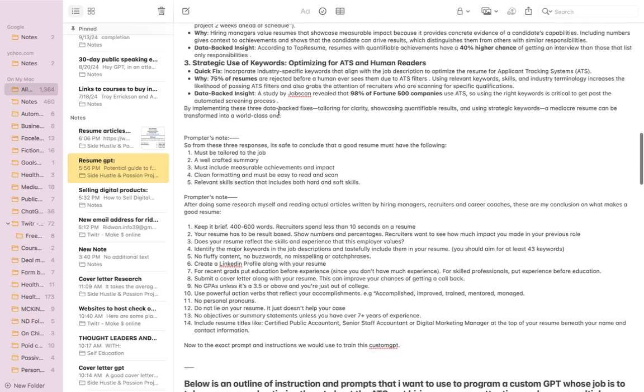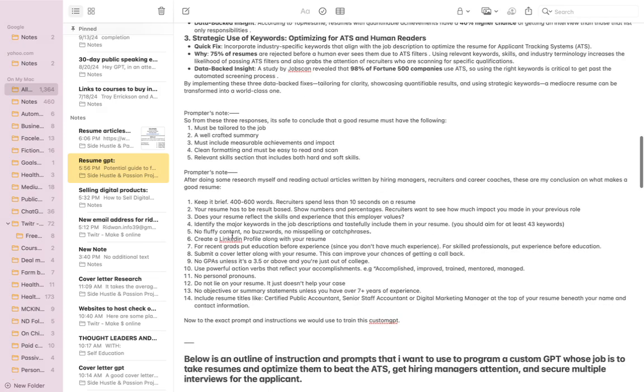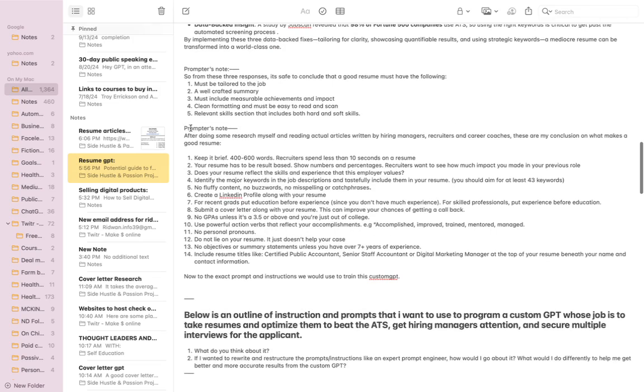After I prompted the model and got some responses, this was my own research. These are my own findings that I got here. As you can see, it says prompter's notes. After doing some research myself and reading actual articles written by hiring managers, recruiters, and career coaches, these are my conclusions on what makes a good resume.